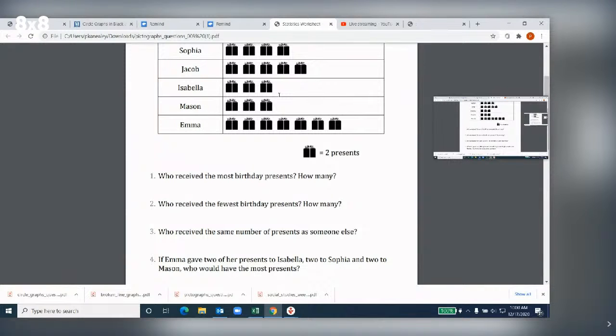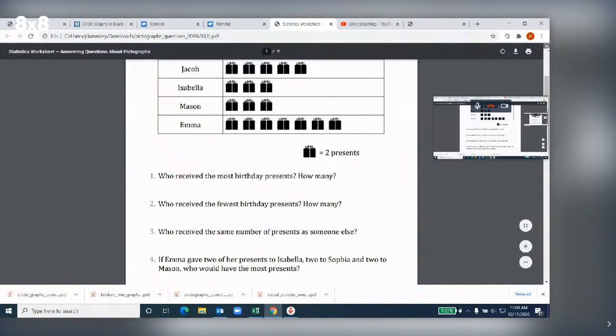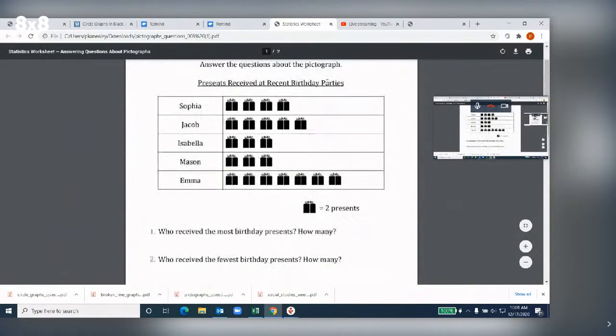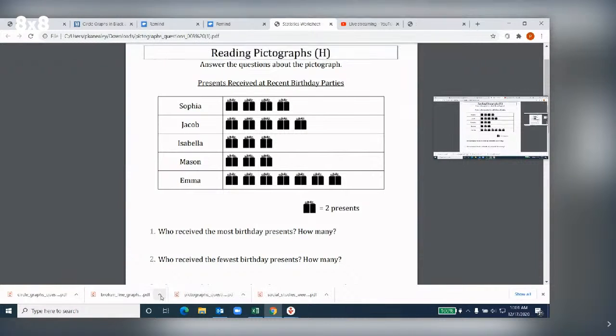Okay. So this is just a pictograph, you guys. And the important thing is always remember we want to look at the title and see what the box, or whatever they're using, the key, I call it the key, whatever this represents. Okay. Let's go on to a broken line graph now.